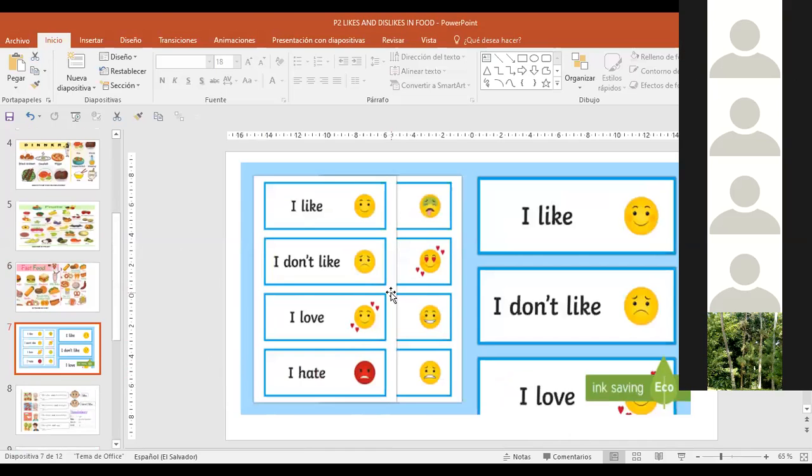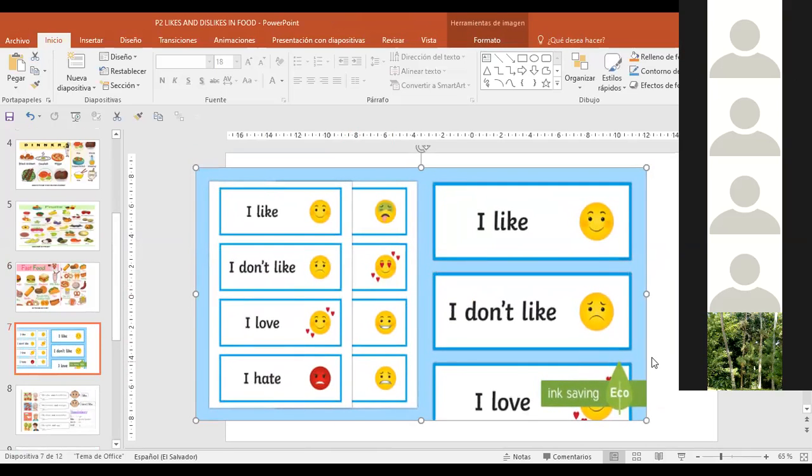So, in the few minutes we have from the class, I want to show you some expressions that help us to express our likes and dislikes. Estas son palabras que nos ayudan a expresar nuestros gustos, o lo que no nos gusta. Cuando algo me gusta, yo digo I like. Si no me gusta, I don't like. Si me encanta, I love. Y si definitivamente no me gusta, yo digo I hate, yo odio comer tal cosa. So, remember, you can say I like, I don't like, I love, I hate.